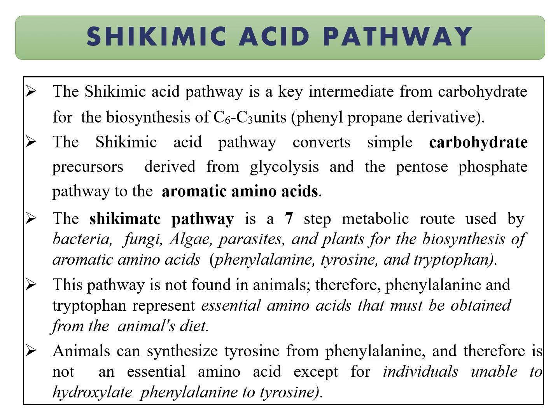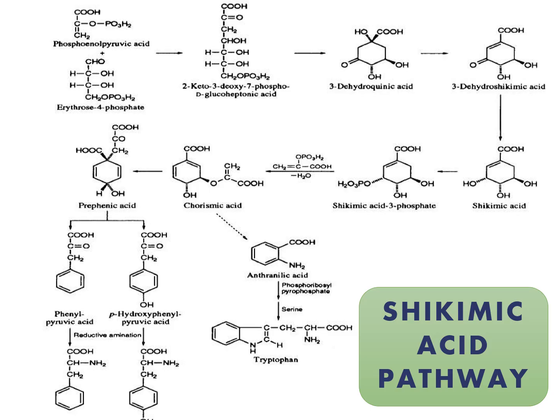The end products are the aromatic amino acids. Now this is the Shikimic acid pathway. It is mainly divided into 7 steps, the 7-step Shikimic acid pathway. We are going to study each of these 7 steps in detail.